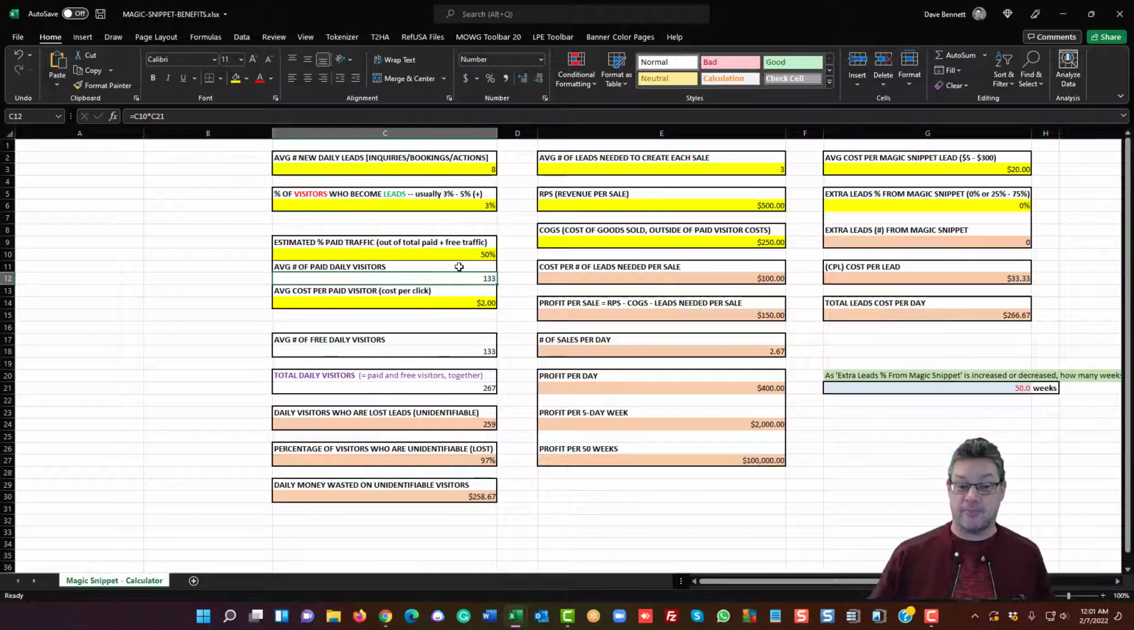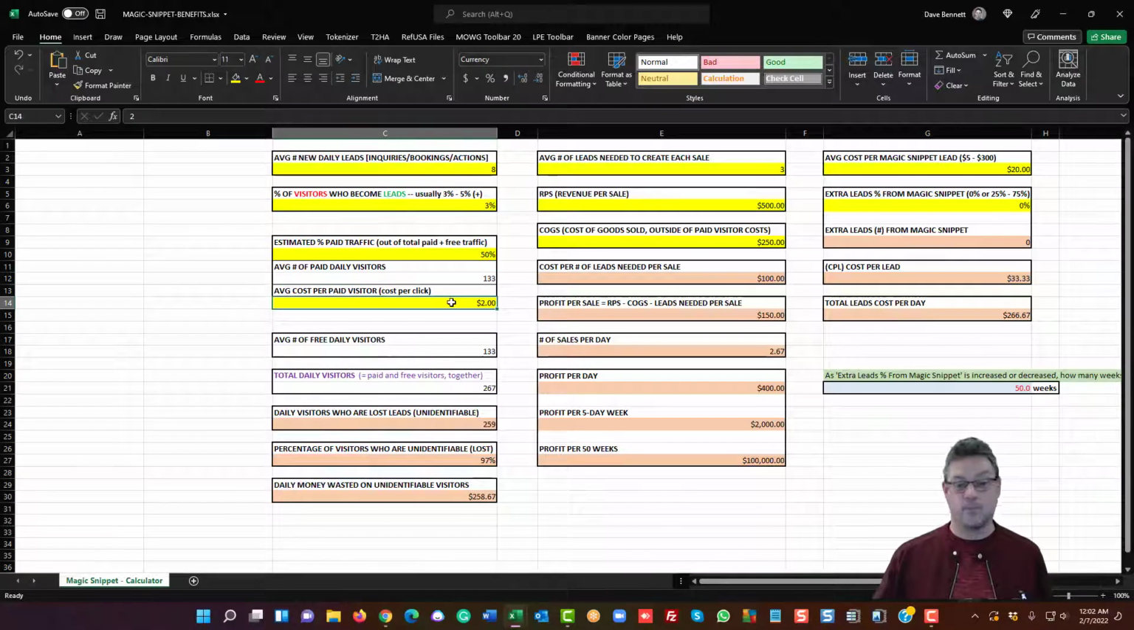Average number of paid daily visitors. Do not change that because it's not in yellow. All right? So literally, it's telling you numbers based on what you said already. You said you got 8 leads per day, and that's 3% of your total. And that you're paying for about half of your total, 50% of the total traffic. So it's telling you how many people that must be that visit your website every day, that you paid for. And how much did you pay in each case?